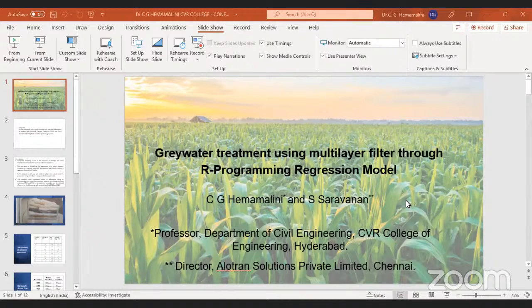So here, grey water treatment using the multi-layer filter media.